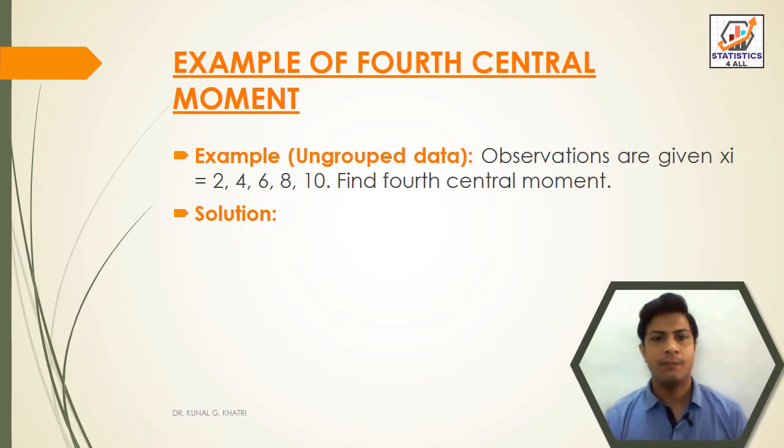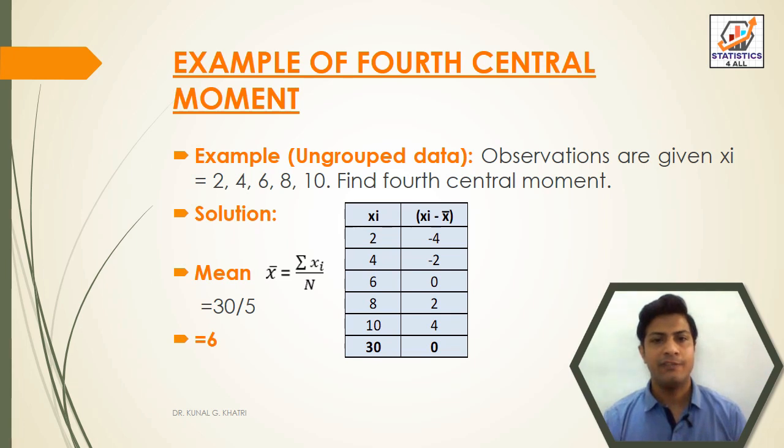Here we will take one example of ungrouped data. Observations are given here: xi is equal to 2, 4, 6, 8, 10. To find the fourth central moment, first of all, we write in table form xi, that is 2, 4, 6, 8, 10. We find the total of xi.